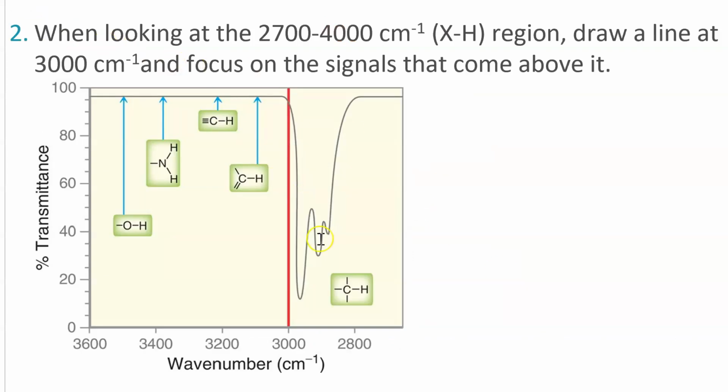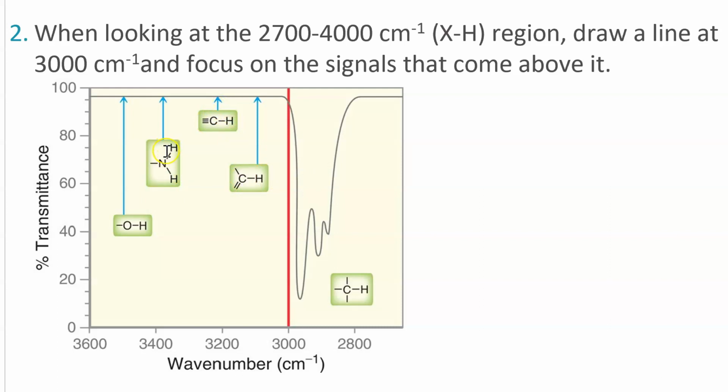So when you're looking at the bonds to hydrogen, draw another vertical line at 3000 wave numbers. Signals to the right of that line are sp3 CH stretches. A sharp signal at about 3100 is an sp2 CH stretch. A sharp signal at about 3200 is an sp CH stretch. You'll see amines at about 3400. These will be broader than the CH stretches, which will be very sharp.